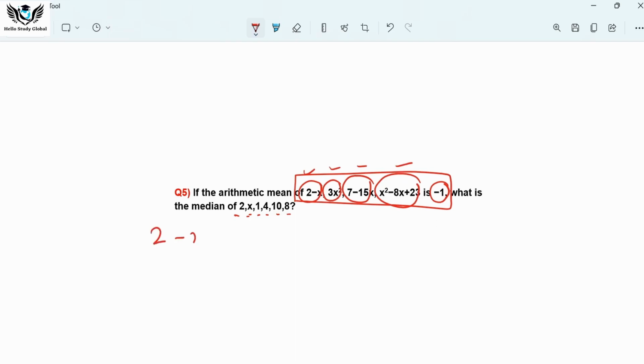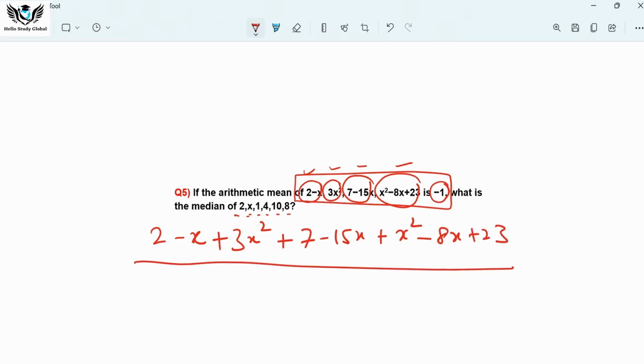So 2 minus x plus 3x square, plus 7 minus 15x, plus x square minus 8x plus 23. The sum of terms upon how many terms are there? There are total 4 terms, 1, 2, 3, 4 terms are there. Divided by 4. That is equal to minus 1. The mean is given as minus 1.